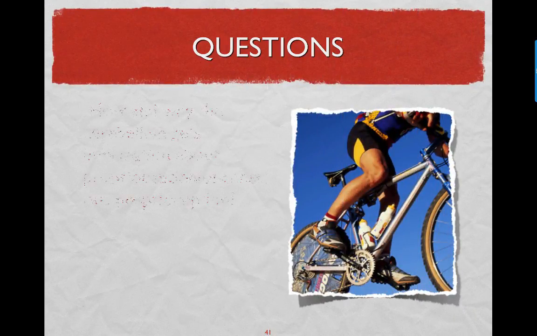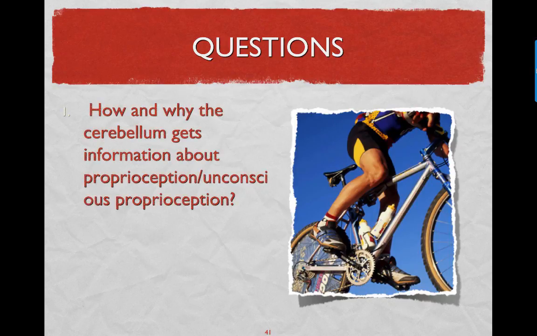The last question here is to collect what we have said in the previous lectures. How and why does the cerebellum get information about proprioception, or in another sentence, what is the unconscious proprioception? Of course, the cerebellum should get information about proprioception in order to coordinate the movement of your muscles and to keep your posture. If it does not take this information, this function will not be fulfilled. So what are the pathways of the unconscious proprioception?